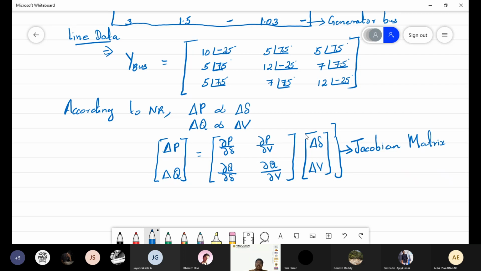So, this is the main theme behind the Newton-Raphson method. Once you are able to form this Jacobian matrix, you can arrive at the final results. So, how to find it out? It depends upon the type of the buses, so this Jacobian matrix may vary. In our case, how many real powers and how many reactive powers there are decides the size of the Jacobian matrix. So that we can see.